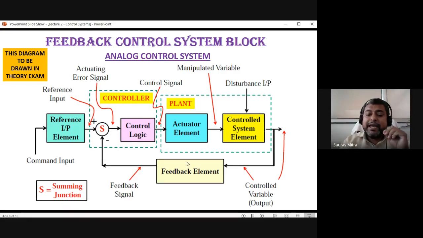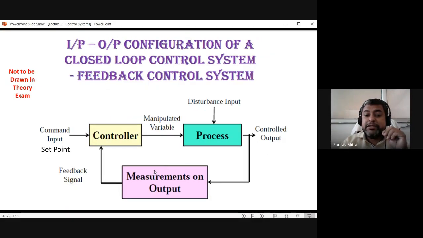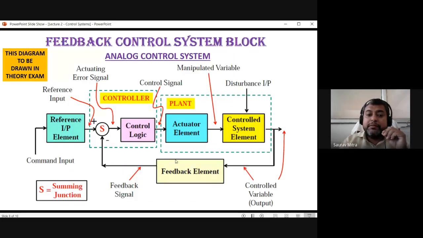So in the feedback element, as shown in the previous case, there are measurements on the output. What is there in the feedback path? You can write it down in your notebook that in the feedback path there is a sensor. The feedback path always has a sensor, and that sensor is sensing the current water temperature and feeding it back to the control logic.